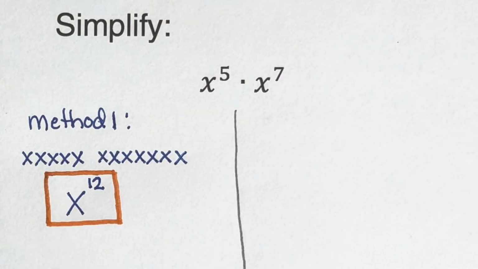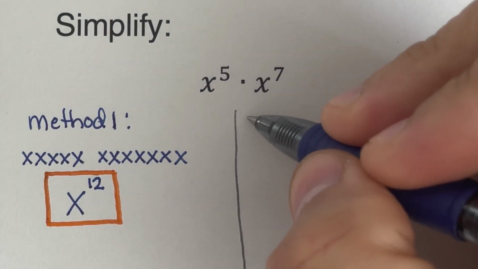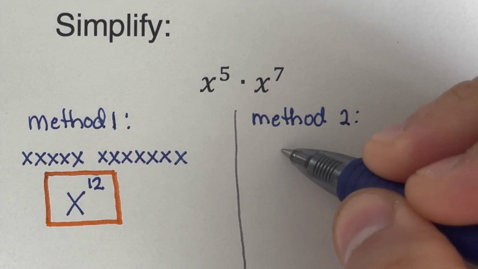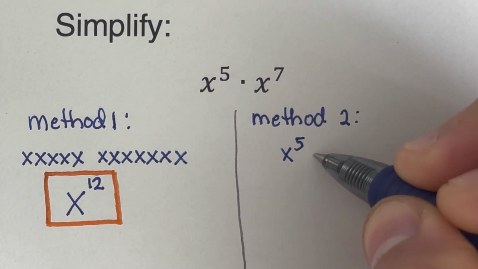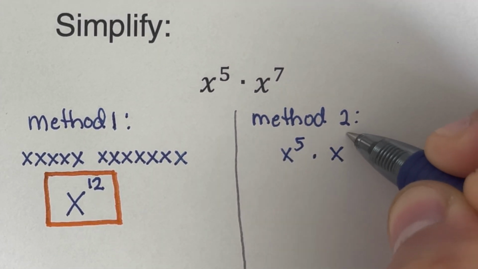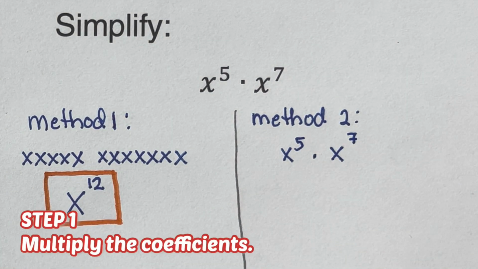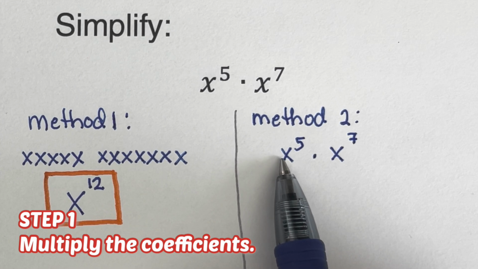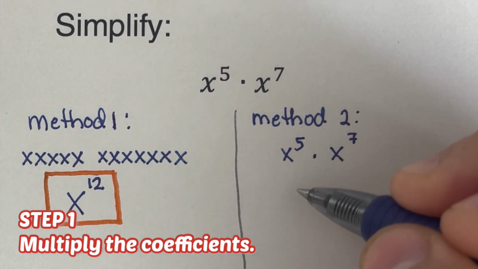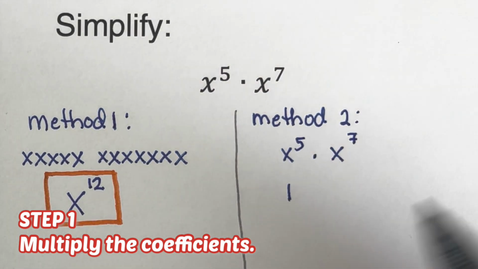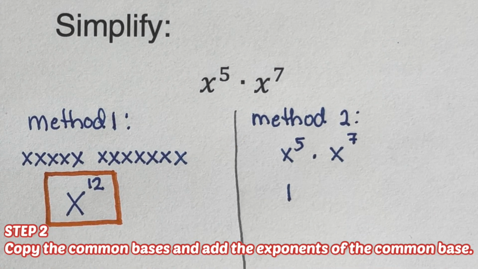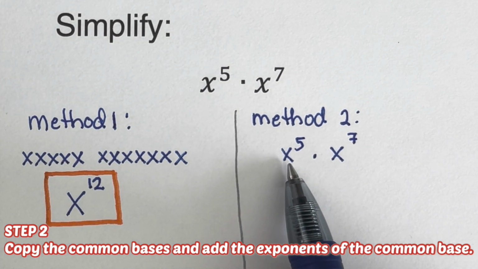Now let's have the second method. So we are given x to the 5th times x to the 7th. The first step is to multiply the coefficient. So there's an invisible 1 and an invisible 1, so I can just go ahead and write 1 in there. Now we're ready to move on to the second step. The second step is to copy the common bases and add the exponents of the common base. So the common base that we have here is x.